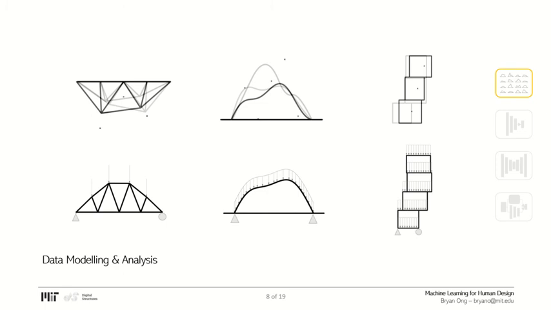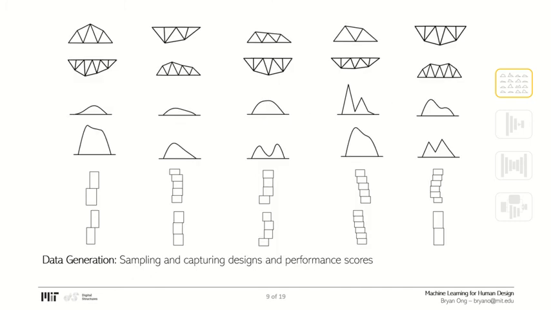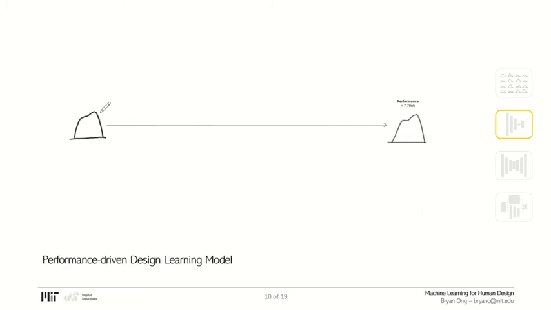Performance analysis was done by applying loads on the models and analyzing them using Parametric. 20,000 designs and their corresponding performance scores were then generated for each topology using the sampling and capture tool found in the DSC toolbox, developed by the Digital Structures Group. Using the data generated, the model first aims to predict the performance of an input designed by the user.